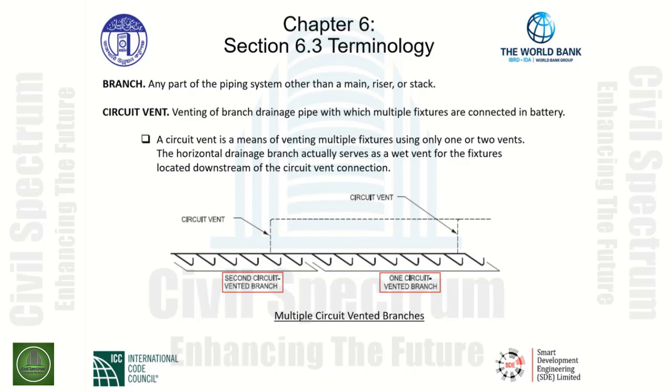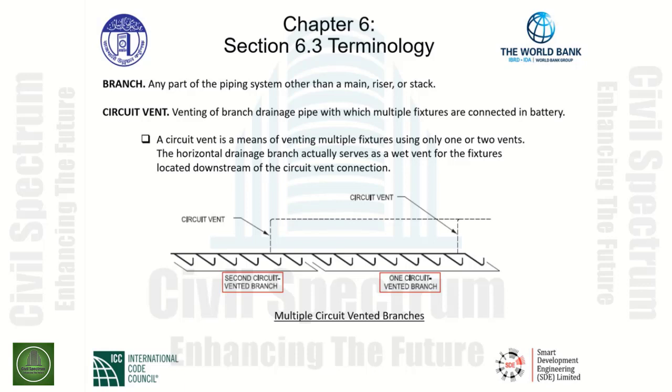In the drawing below, you can see that we have two circuit vented applications here tied together. This is called a series connection. The first circuit vented branch can be seen on the right-hand side.